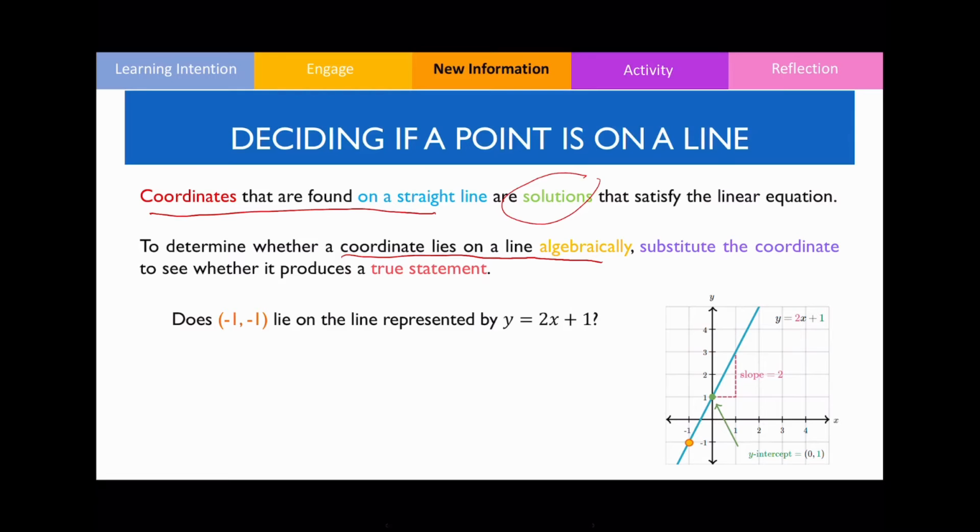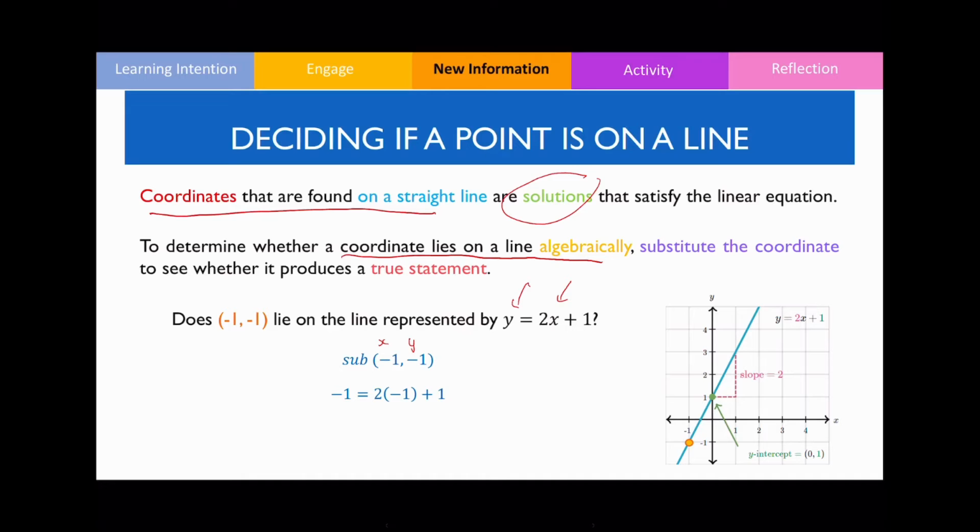I'm going to show you, using the exact same equation and the exact same coordinates as before, how to do this algebraically. What I'm going to do is substitute this particular coordinate in. Remember that the first value here represents your x value. This represents your y value. So wherever you see x, I'm going to sub in -1. Wherever I see y, I'm going to sub in -1 also. So if I do that, this is what I would have.